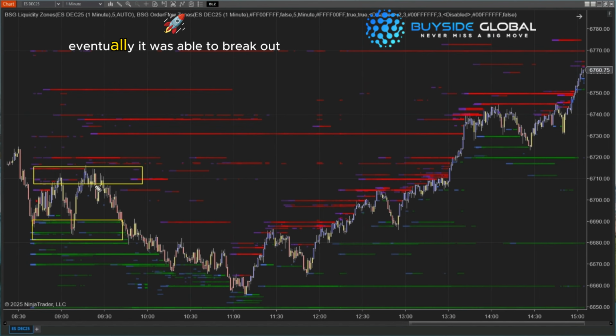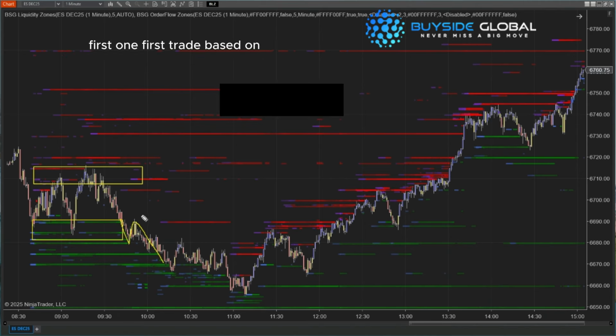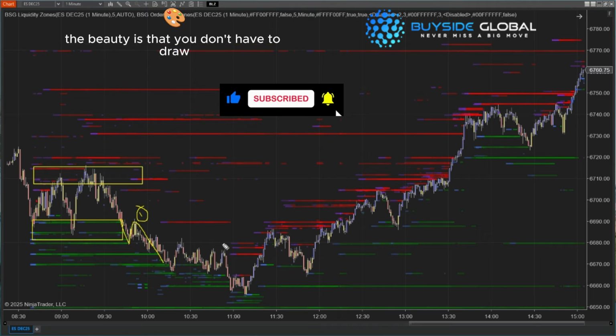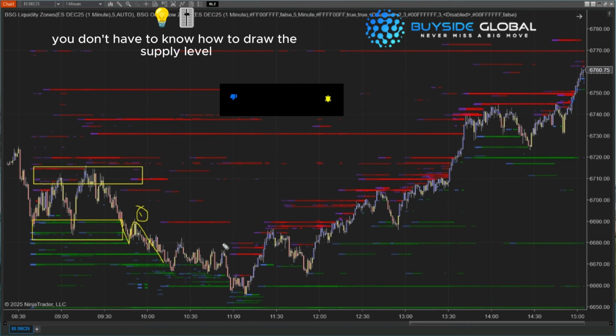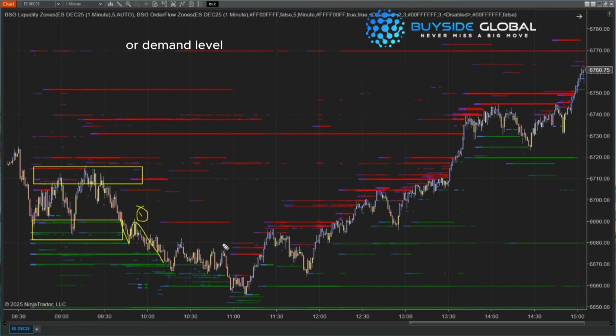In this case, the price was stuck in this range in the morning. Eventually it was able to break out, retest and come down. So by itself, this is a very good trade. First trade based on, the beauty is that you don't have to know how to draw the supply level or a demand level, because you are going to use the real-time order flow itself. You can see the levels here drawn for you.